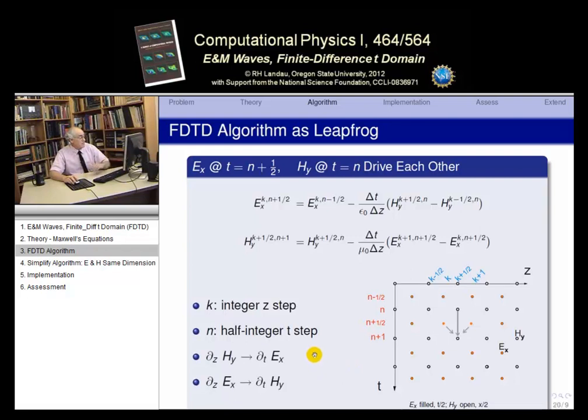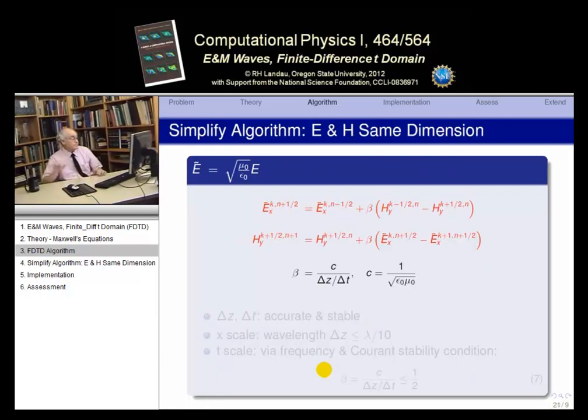Okay, we've said this before. The time derivative of E determines the space derivative of H and vice versa. So it's again a time stepping algorithm, but we now have two vector fields at different space points and different time points put together. So let's look at the results. Very simple algorithm, easily done. Here's our algorithm.